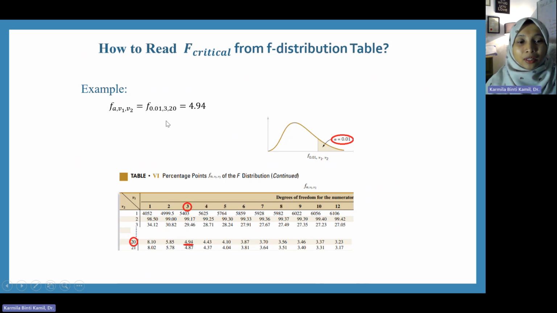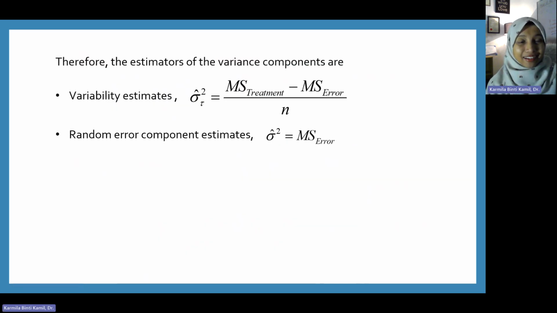Then check the first V, which is 3. So you find this V1, the value of 3 here. And then check the value for V2, which in this case is 20. After we match it, we get 4.94. So the critical value when alpha is 0.01 with degrees of freedom 3 and 20 is 4.94. All right, now you understand, right?